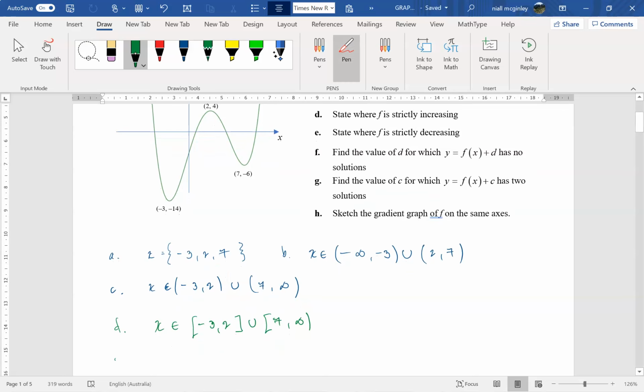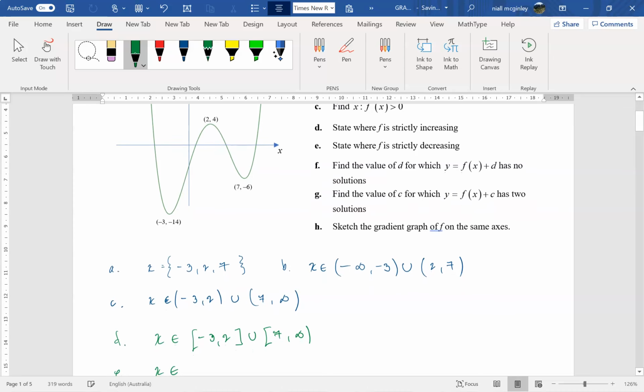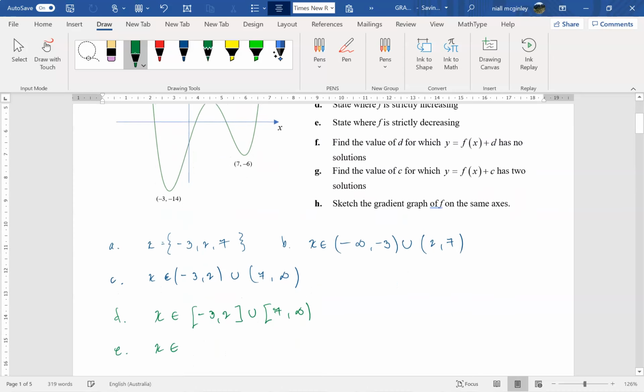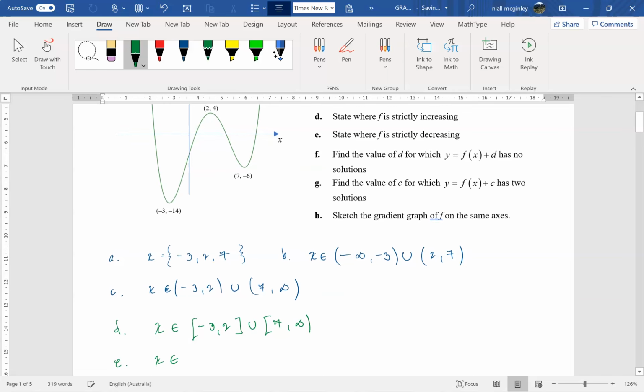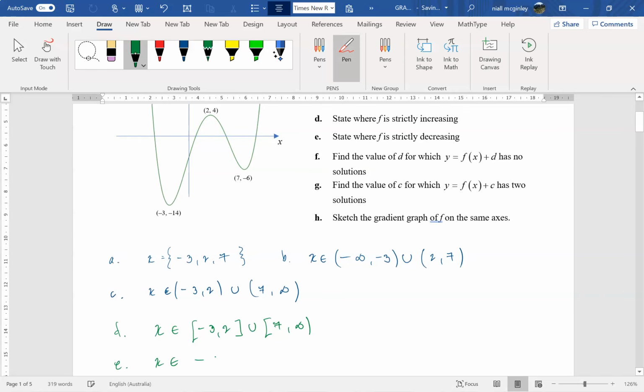And then for E, strictly decreasing, it's basically where the gradient is negative, but again including these points of 0 gradient. So it was from -infinity to -3, which we include, or 2 to 7, and we include both of those points.